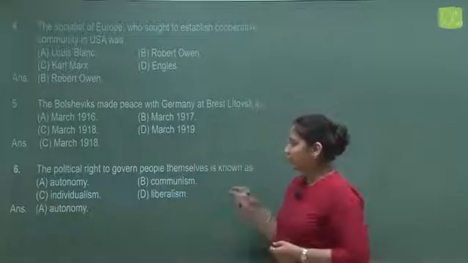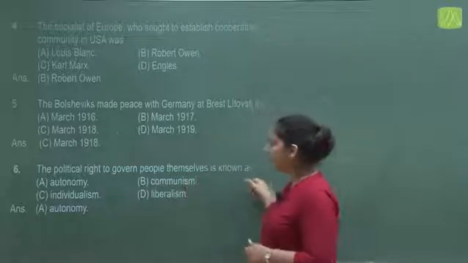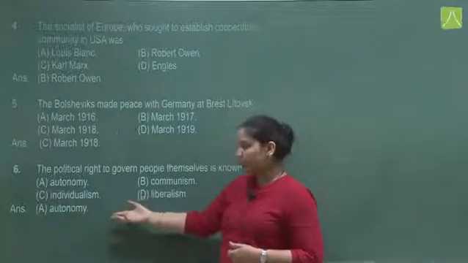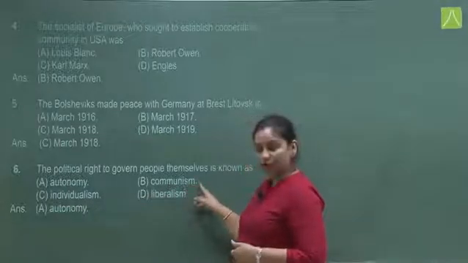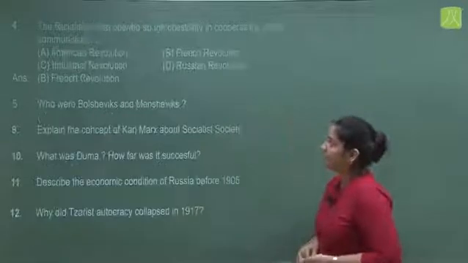The sixth question is, the political right to govern people themselves is known as, definitely, autonomy. Individualism is not a political right, communism is not a political right, liberalism is also not a political right.